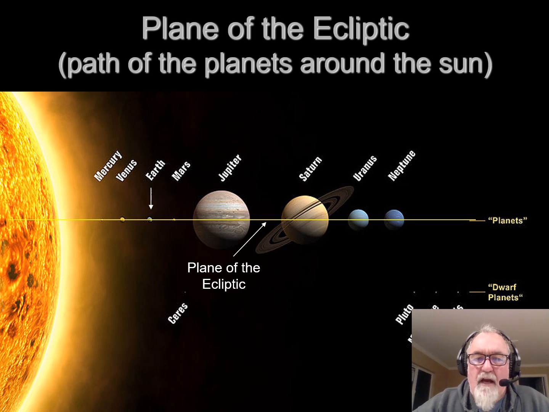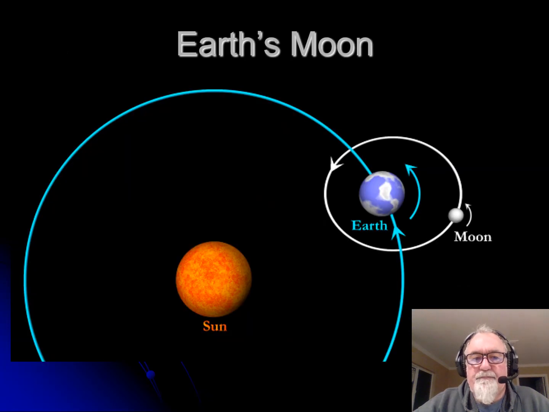Now, again, I'm just highlighting here the path that those planets take around the sun, this path right here, called the plane of the ecliptic. That's going to be very important in just a little while. Now, here's the Earth going around the sun, that average distance, again, 93 million miles. And the Earth has its own moon orbiting the Earth, about 238,000 miles away.